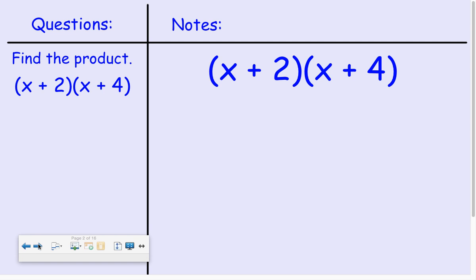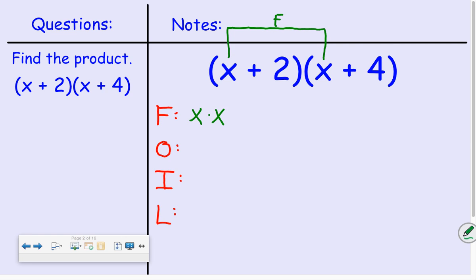All right, first example, find the product. So x plus 2 times x plus 4. Both of those are binomials, so I'm going to use the FOIL method anytime I multiply two binomials. I'm going to write FOIL here off to the left-hand side. The F in FOIL is our x times x. Now x times x, since there's two of them, is x squared.